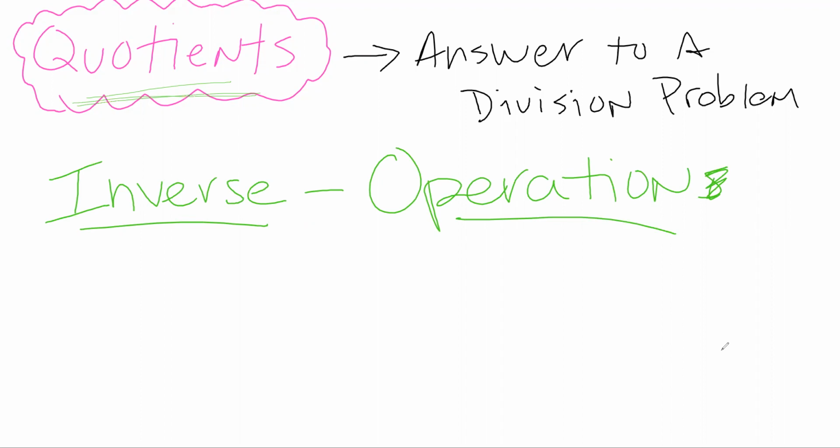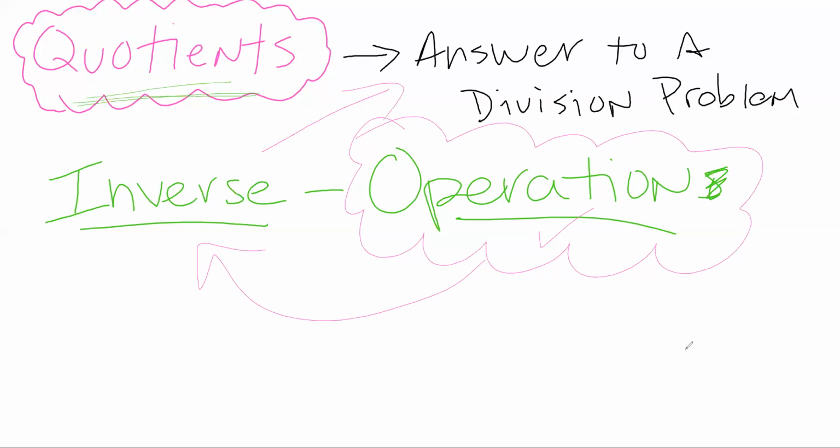Let's talk about that idea of what an operation is. What is an operation? That's our first step. Once we understand what an operation is, then we can talk about the inverse, and then we can talk about division. So let's talk about operations, right? And I'm not talking about going to the doctor and getting an operation. I'm talking about math and the operations we find in math.